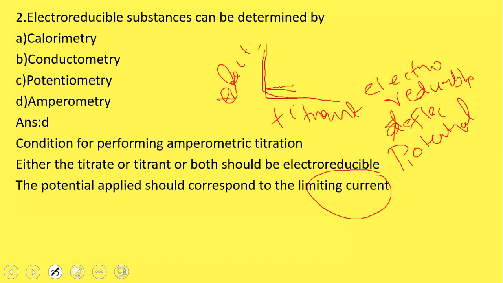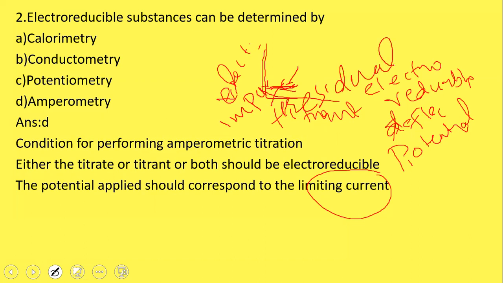This is due to the current, due to what, impurities. If any electroreducible impurities are present in it, the current will be like this. Sorry, this is known as residual current.